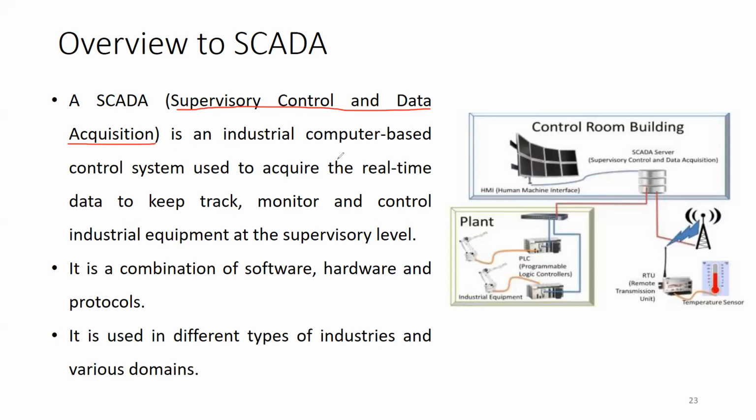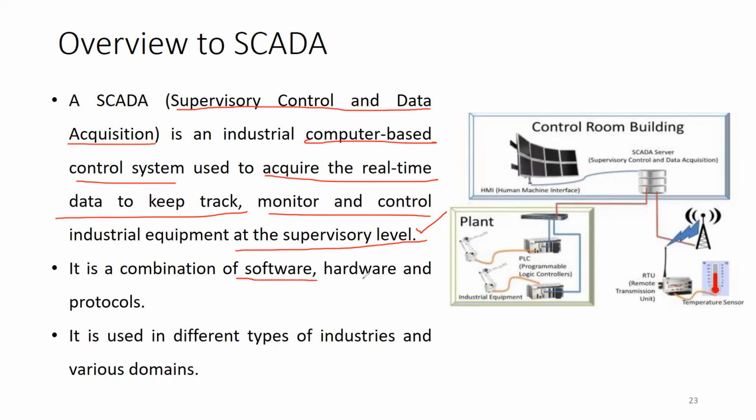So a SCADA is an industrial computer based control system used to acquire real time data to keep the track, monitor and control the industrial equipment at the supervisory level. Okay, so all the points which I have discussed, so it will collect the data, it will process it, it will keep track of it, and do necessary changes required for smooth functioning of the industry.